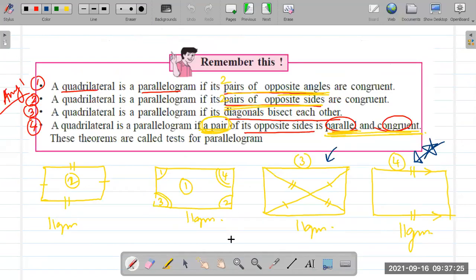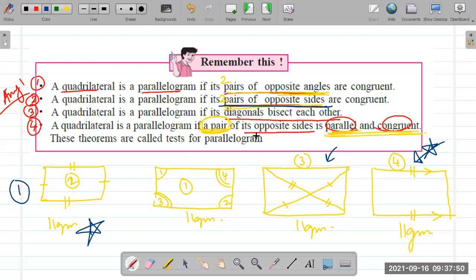Okay. Now they are talking about a rhombus. All the rhombuses, they are parallelograms. Now rhombus means which figure comes into picture? Rhombus means what? All the sides, they are equal. Correct? So which property? When it is talking about all the sides, clearly we are going to use this second property, that two pairs of opposite sides are congruent, then that is a parallelogram.